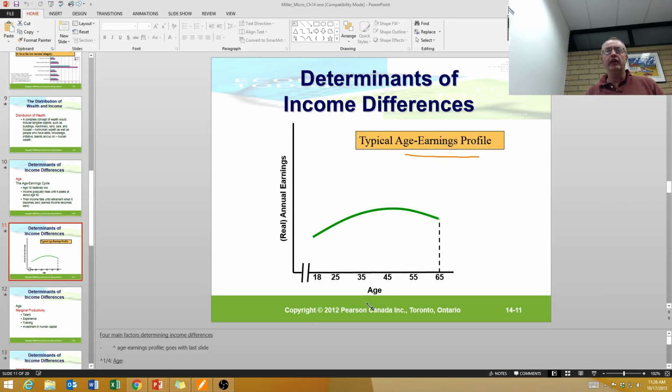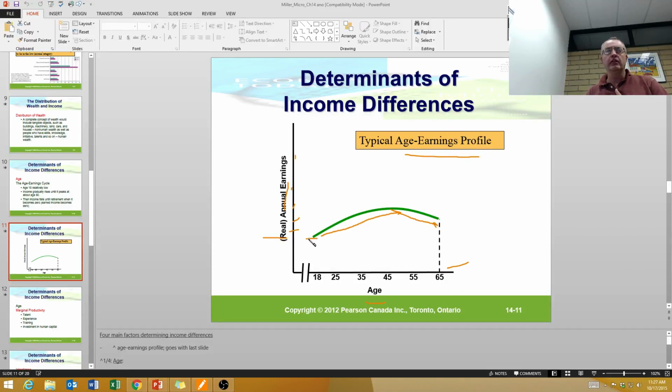So we have age on the bottom, annual earnings on the y-axis. There's no dollar values here, so it's just kind of a generalized concept, but as we can intuitively figure out, when we're quite young, our earnings are probably fairly low, and as we grow older, they increase, and then they plateau at a point, and then they start to decline, and then they actually drop off after a point.